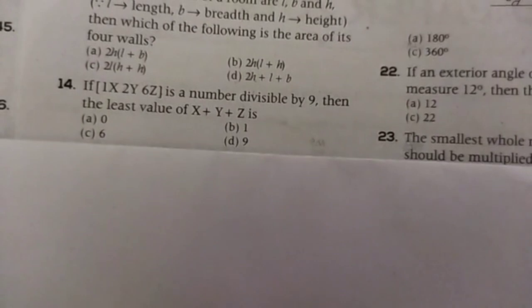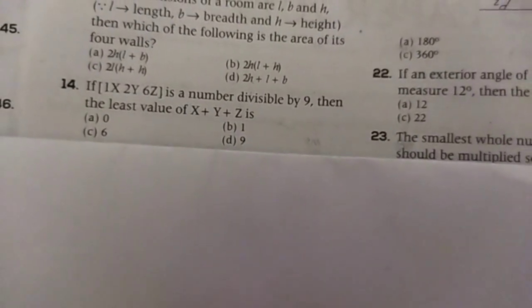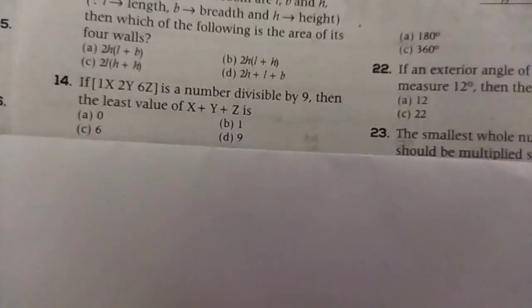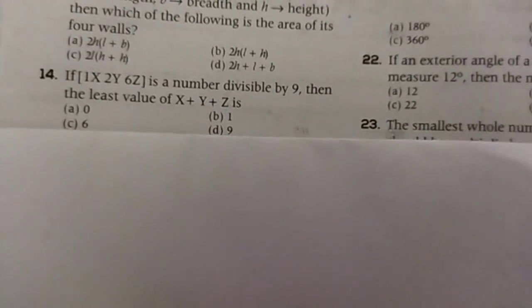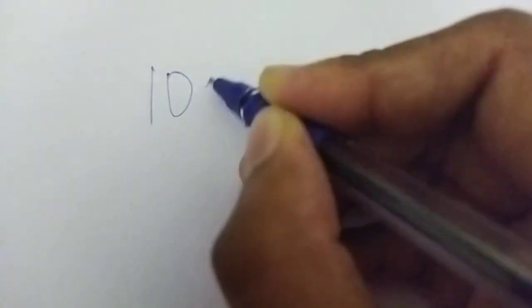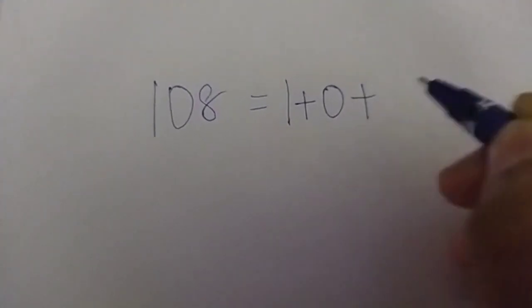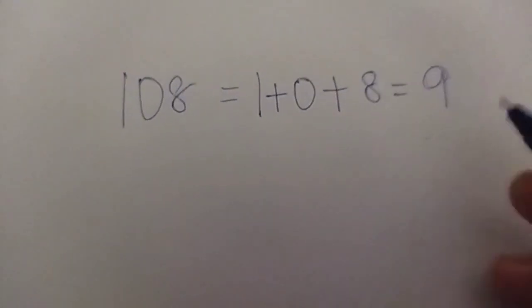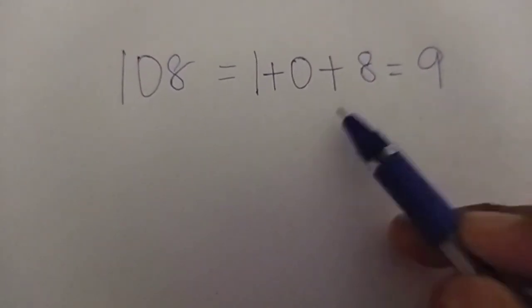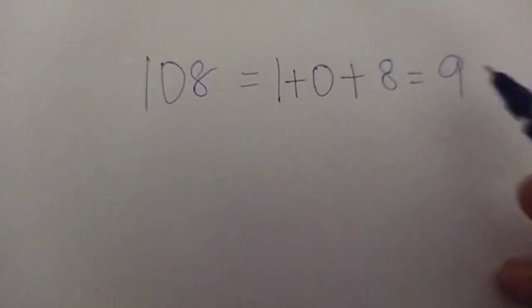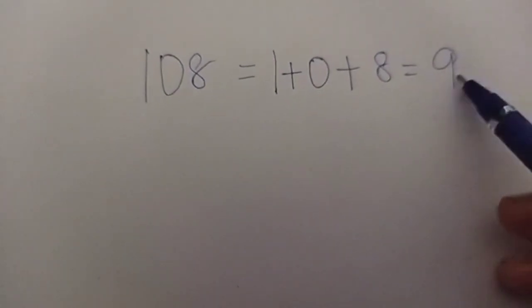A number is divisible by 9 if its sum of digits is divisible by 9. For example, if you want to check whether 108 is divisible by 9 or not, you can just add the digits, that is 1 plus 0 plus 8, which is equal to 9. So the sum is 9, which means it is divisible by 9. If the sum is not divisible by 9, then the given number is also not divisible by 9.